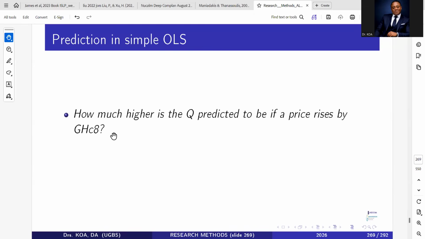If the price should rise by 8 cedis, how much higher is the Q going to be? This one is looking at what is known as the change in the Q as a result of the change in the price. Now, what do you need? We all know that the partial derivative of the Q with respect to the price is the coefficient or the estimate. What is the estimate? The coefficient of price. You can remind us.